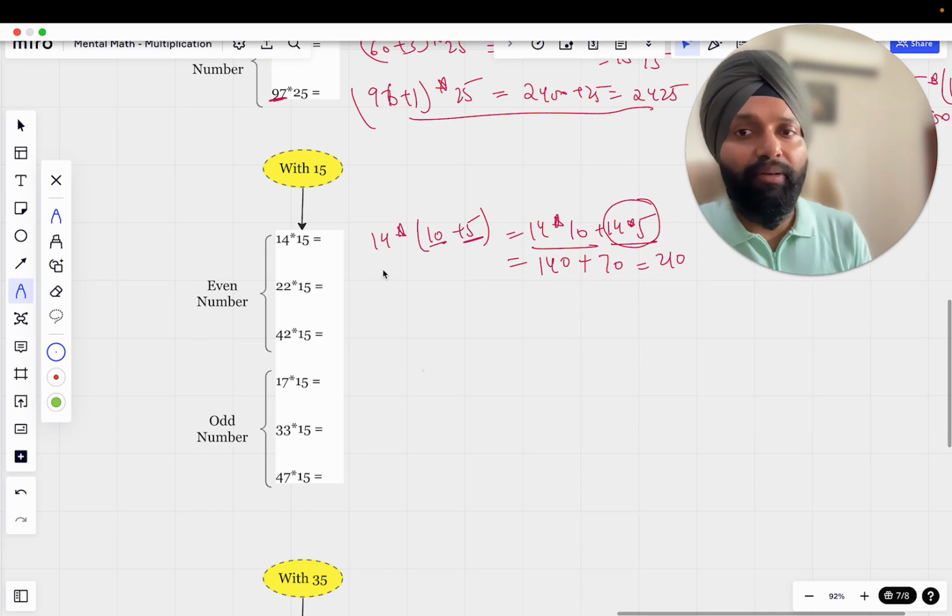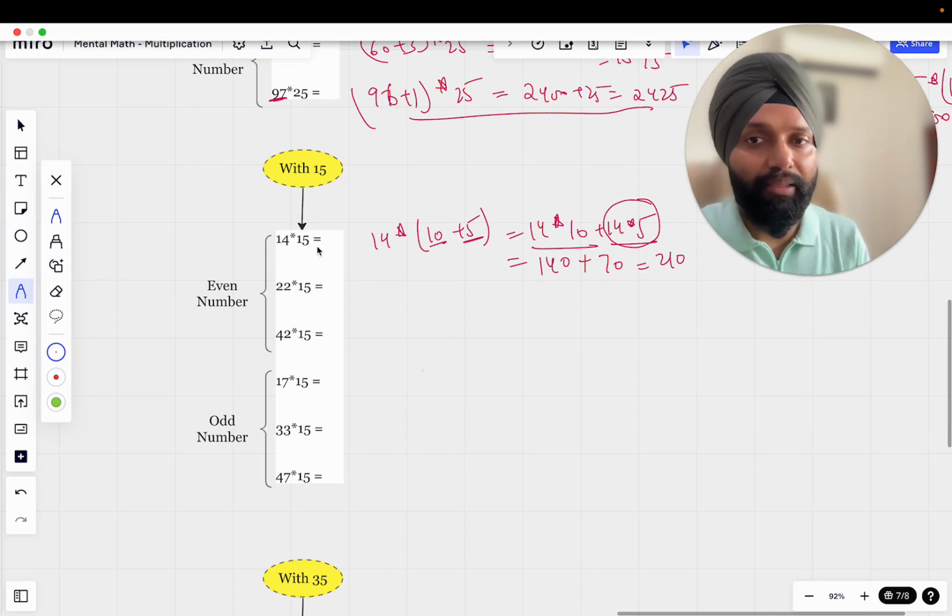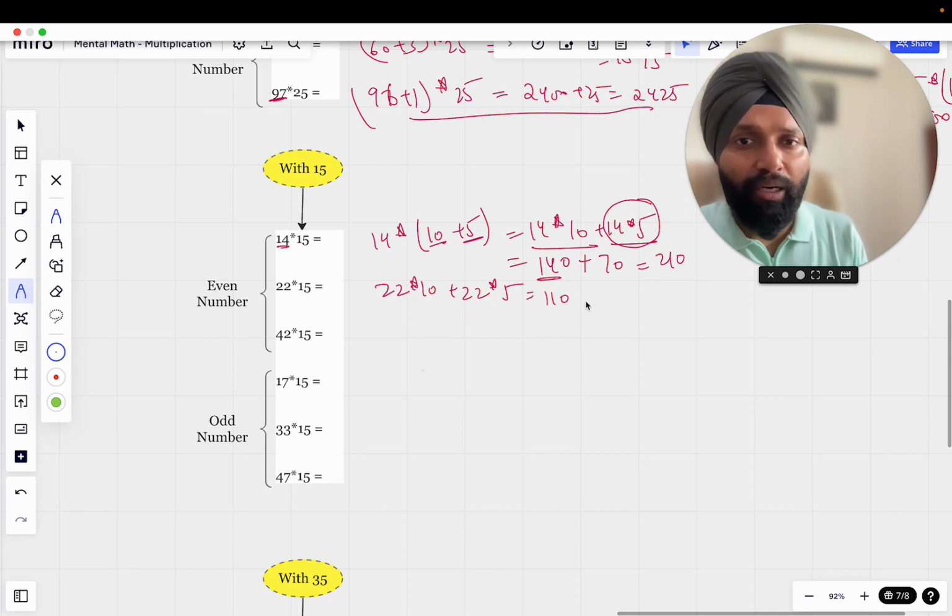Now, why does it matter that this is an even number? The only thing is that when you have an even number here, dividing by 2, it becomes a little easier. It's just 14 and you have half as 7. So similarly, 22 into 15 is 22 into 10 plus 22 into 5, which is 220 plus half of this, which is 110, which is 330. Similarly, 420 plus 210, which is 630.